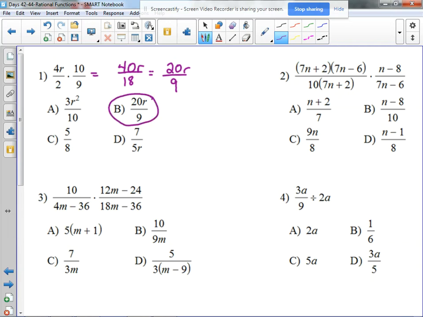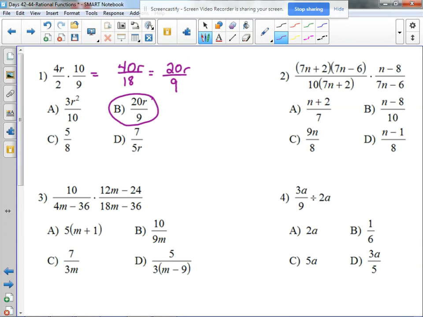Well, let's use a little bit of common sense here. Even if you're not entirely sure what to do with this whole process, what answer choices do you think we should probably eliminate? How about we eliminate, okay, somebody said C, because C doesn't even have a variable in it.